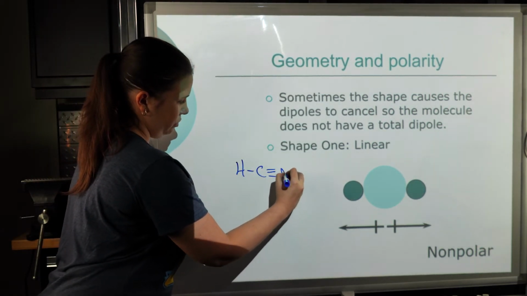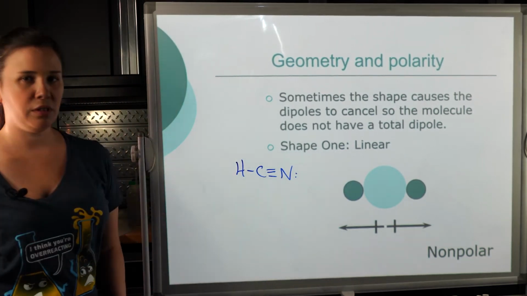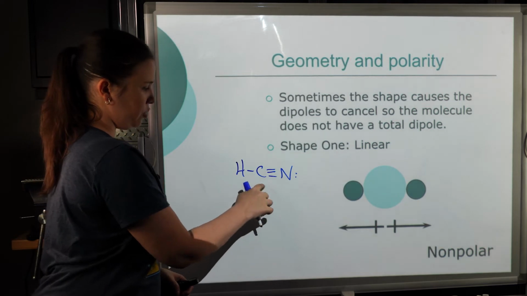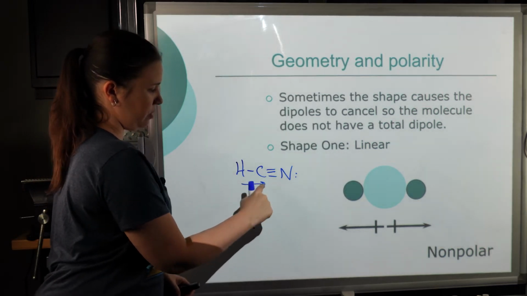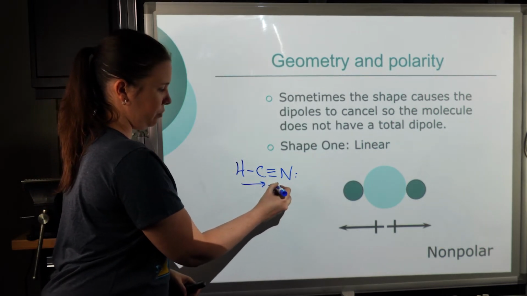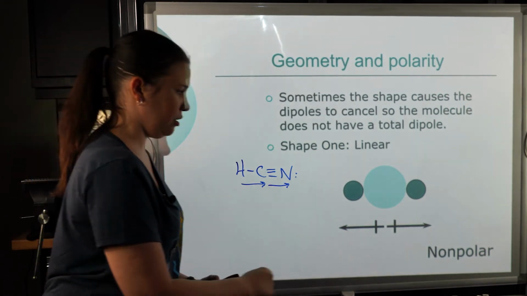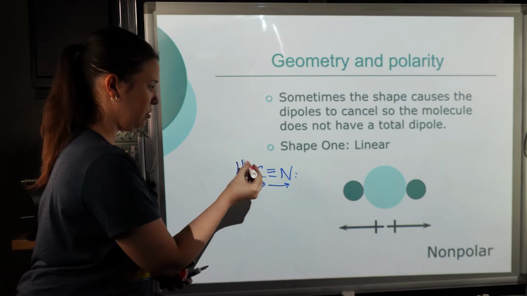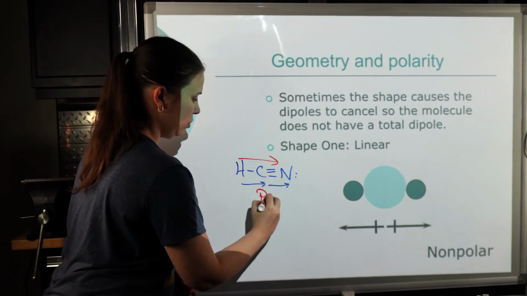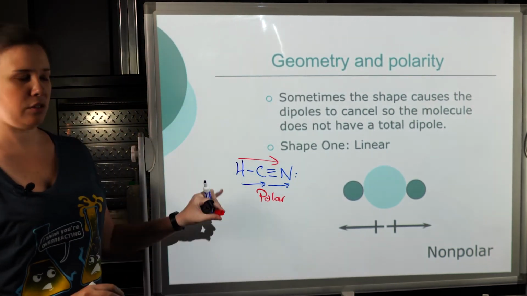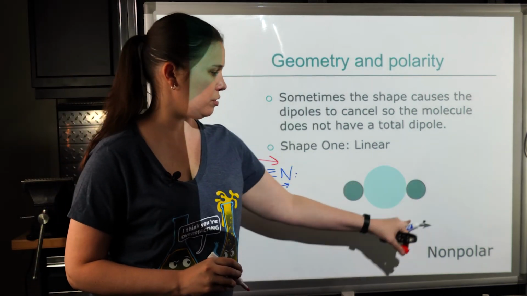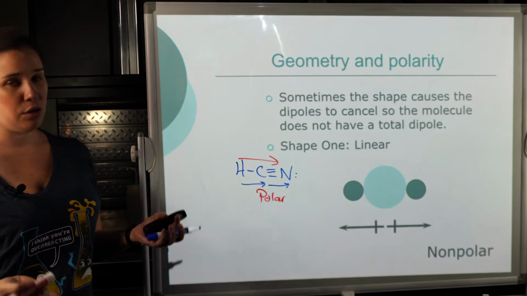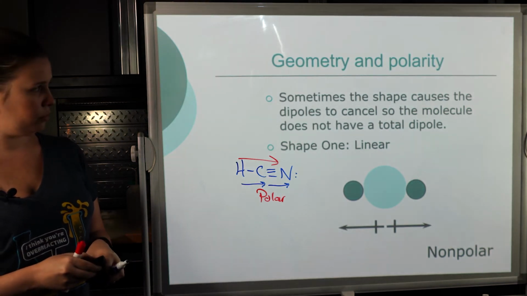HCN. So this would be the Lewis structure for hydrocyanic acid. If you look at H to C, C is more electronegative. C versus N, the N is more electronegative. So if we're going in the same direction, then yes, the molecule is polar. But that's pretty rare. Usually the two attachments are the same, and so they would both be going in or both be going out. So with the linear, you've got to watch out for it to be able to cancel.